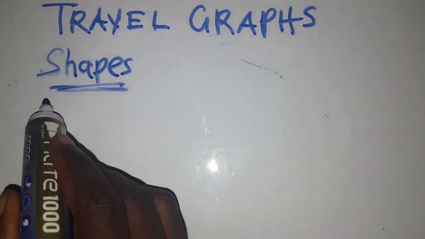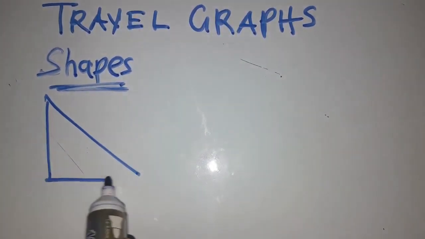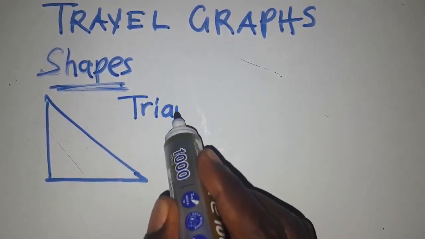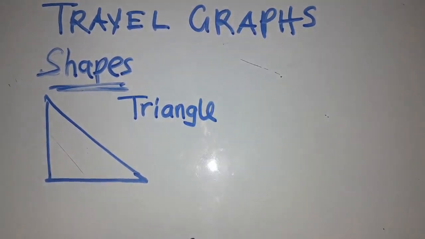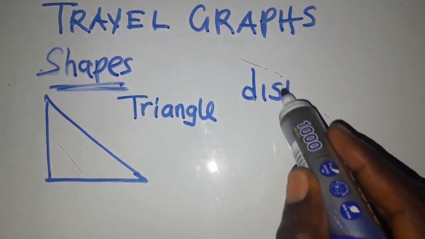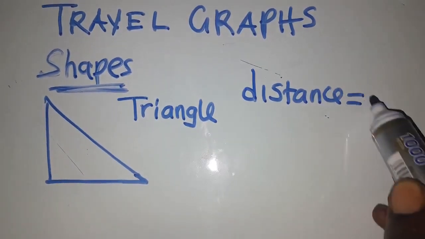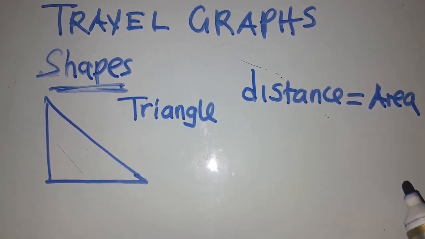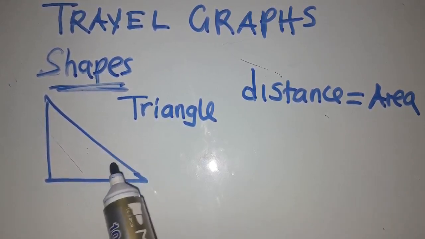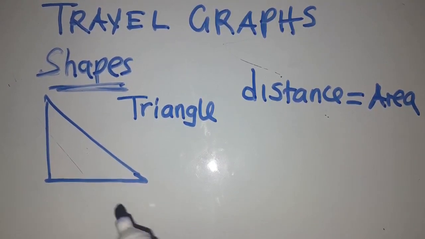The first shape that we are going to look at is this shape. Have you seen the way this shape is? This is a triangle. Under travel graphs, what I want you to understand is that whenever we are talking about distance, distance is equal to area. So when you are told to find the distance under the graph, it's the same as being told to find the area. It is one and the same thing.